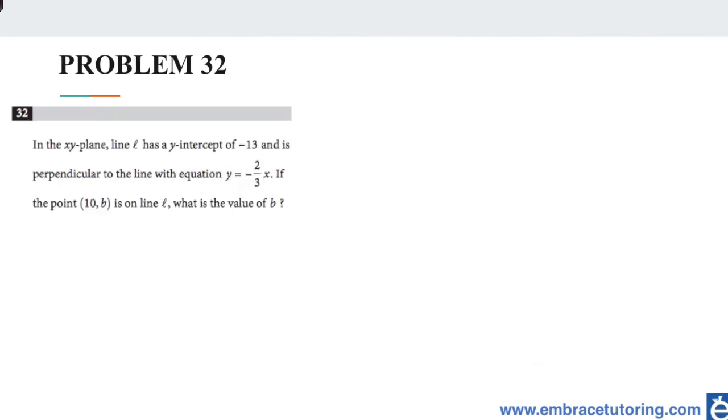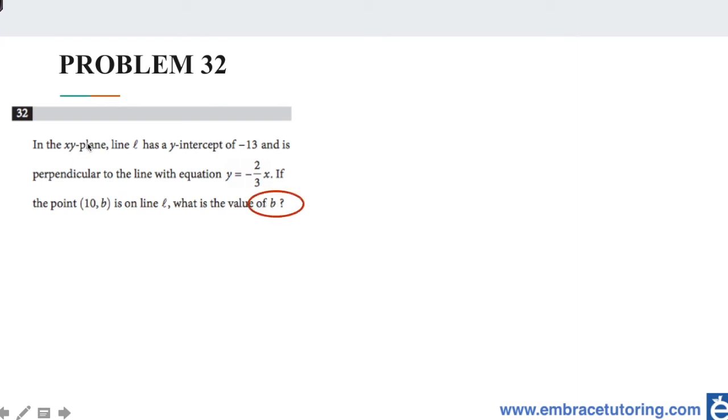Problem 32 states, in the xy plane, line L has a y-intercept of negative 13 and is perpendicular to the line with the equation y equals negative 2/3 x. If the point (10, b) is on line L, what is the value of b?